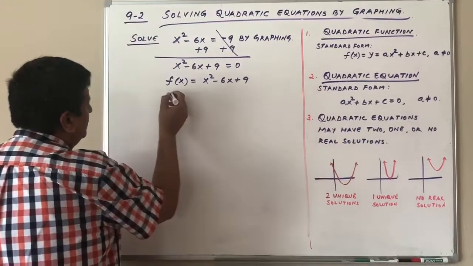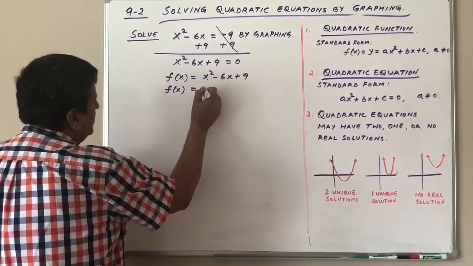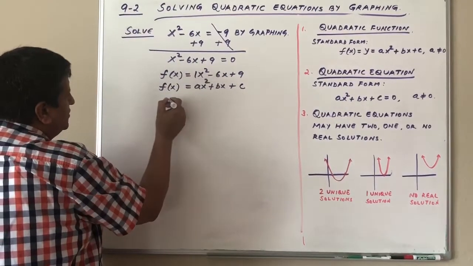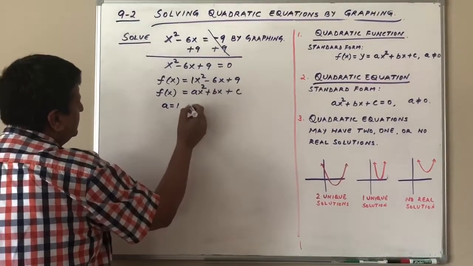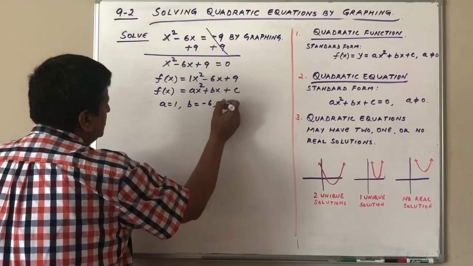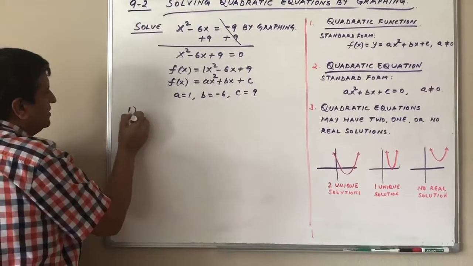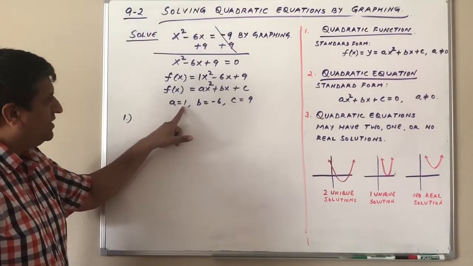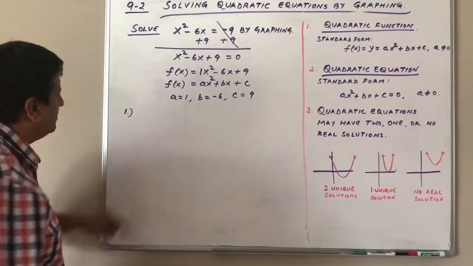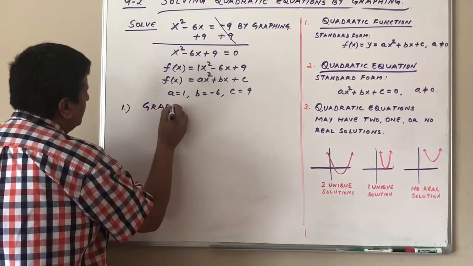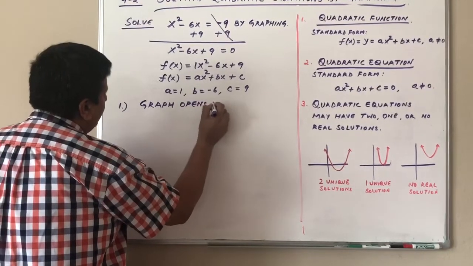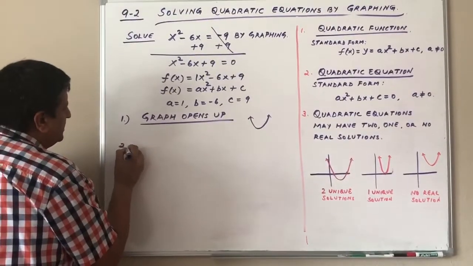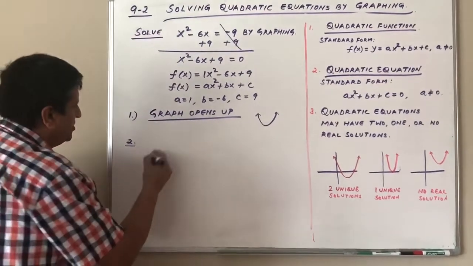Comparing this with the standard form of a quadratic equation, as you can see, a is the coefficient of x squared, it is 1. b is the coefficient of x, it is negative 6. c is a constant, it's 9. Now the first step is, we want to figure out if the graph opens up or down. Since the value of a is positive, the graph opens up, like this.